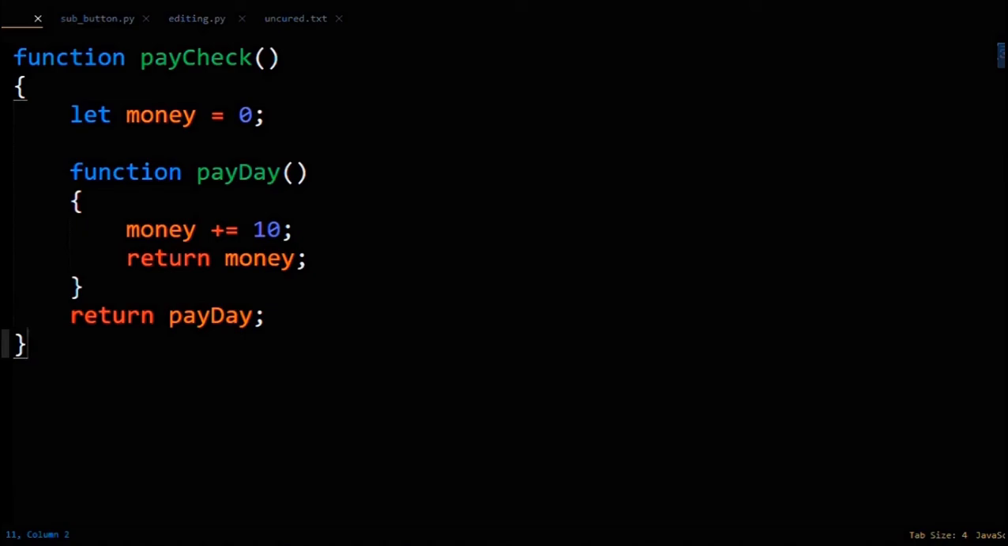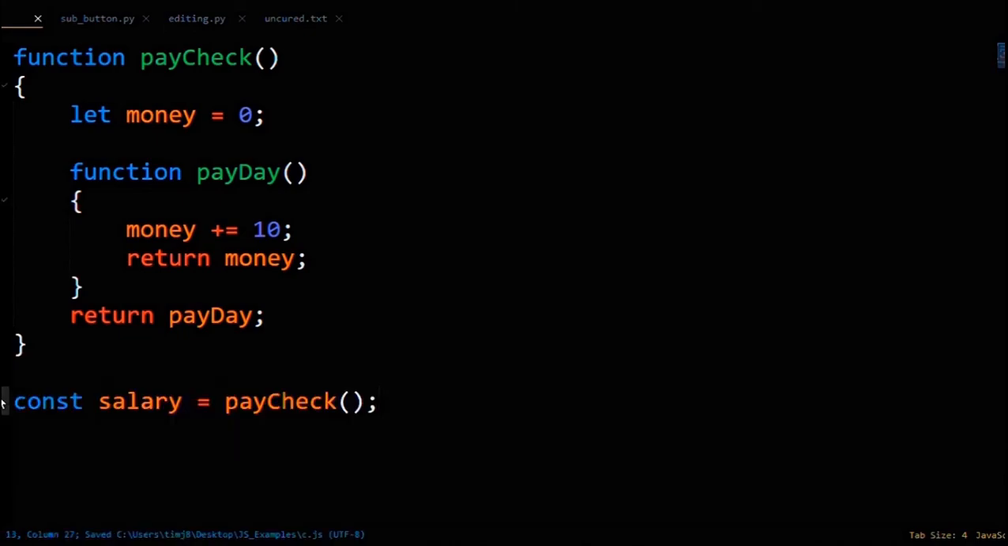The first thing this achieves is you can't give yourself a small loan of $1 million. If you try to do money plus equals $1 million, you'll get a reference error because money isn't defined in the global scope. Going further, let's define a const salary variable that equals calling the function paycheck.